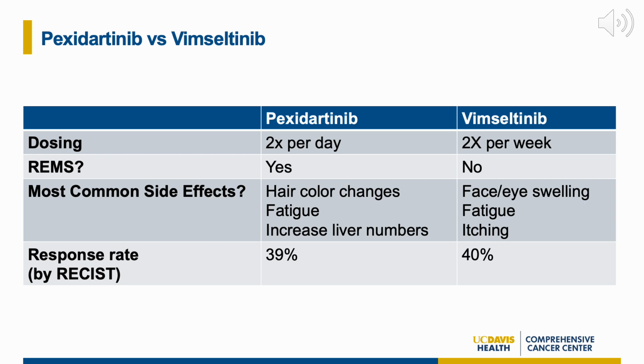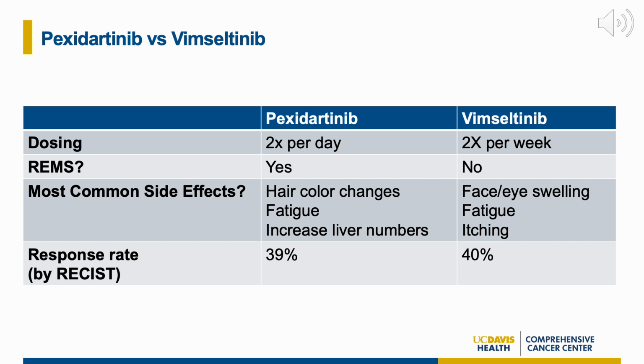And then we talked about the RIMS program, right? So there is a RIMS program for pexidartinib that is not required for vimseltinib, okay? And that's because we did not see the liver function tests going up a lot in vimseltinib. There were a small number of people who had their liver function tests go up, but not nearly the same number as in the pexidartinib trial. So we do think that from a liver standpoint, vimseltinib doesn't seem to have some of the liver toxicity, okay? But the most common side effects are slightly different between them, but there is a lot of overlap.